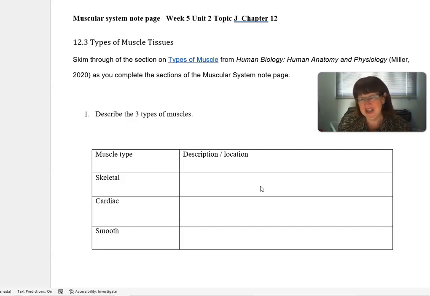So skeletal muscle is on the skeleton. Cardiac muscle is the heart. And smooth muscle is part of the digestive system, part of blood vessels, and basically internal organs are smooth muscle. Your bladder is smooth muscle, anything that contracts. The uterus is smooth muscle. The tubes are smooth muscle. Okay, so that is an introduction to the types of muscles.